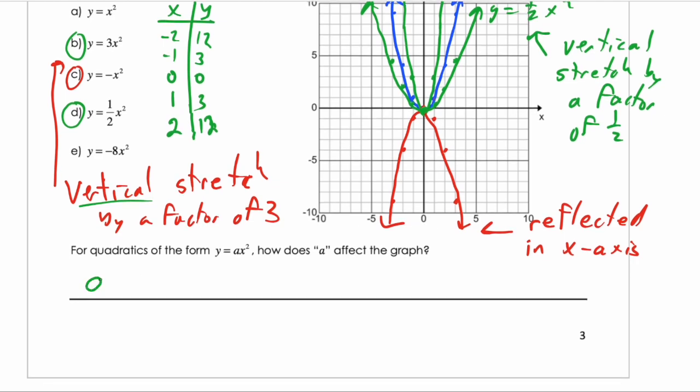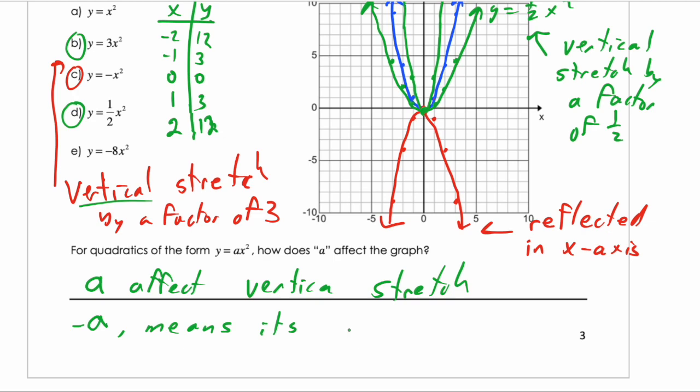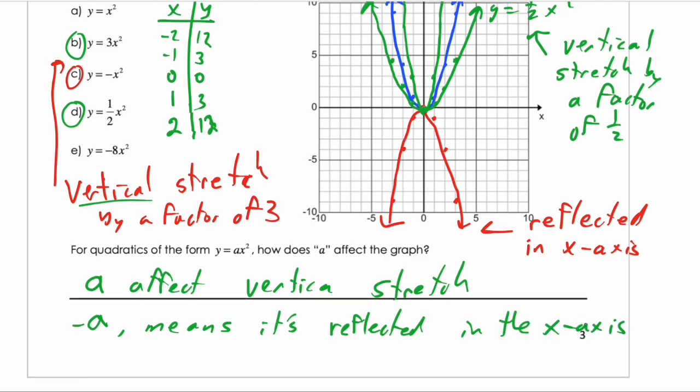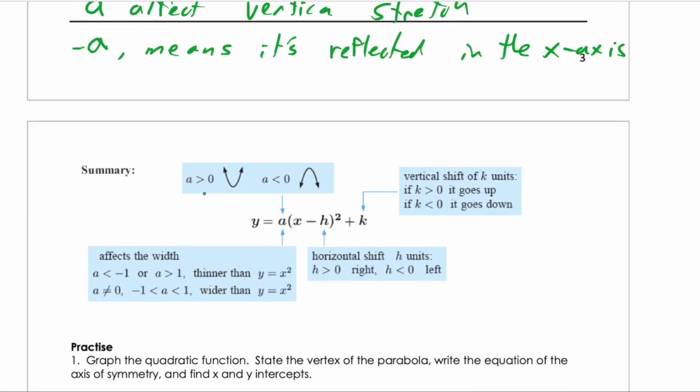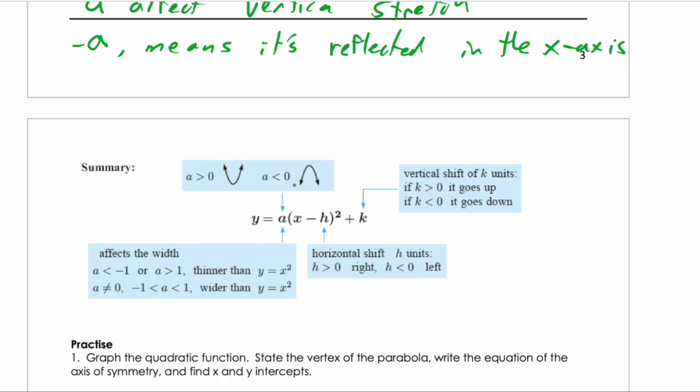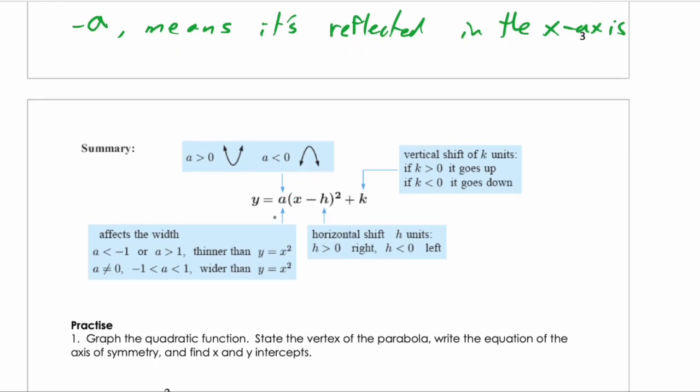So A affects two things. A affects vertical stretch, and maybe we could just say negative A means it's reflected in the x-axis. It's a reflection. It's upside down. The parabola will be pointing down. Here's a summary. Yeah, so like I said, if A is positive, it's up. If A is negative, it's a downward facing parabola.